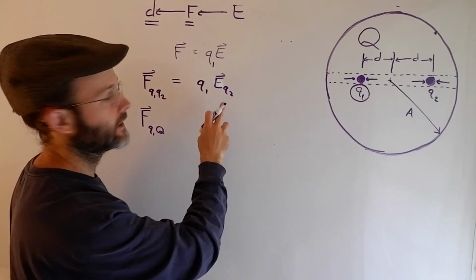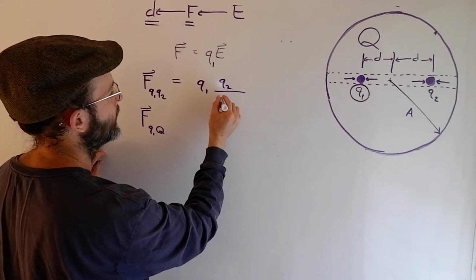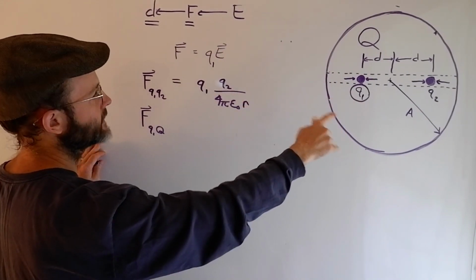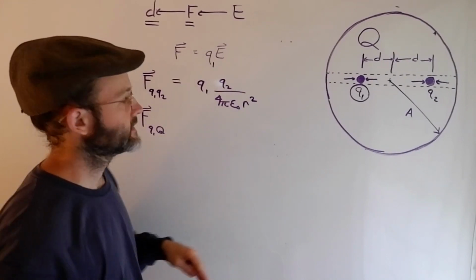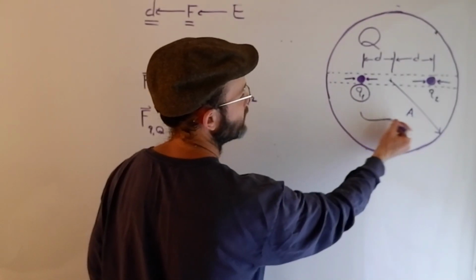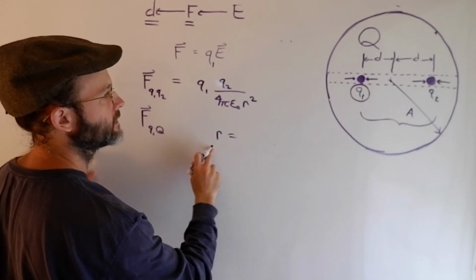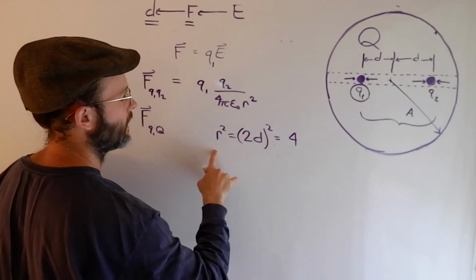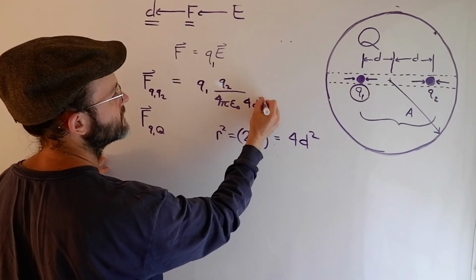Now, we know from Coulomb's law exactly what this electric field is. We can write this as Q2 over 4 pi epsilon naught, and then the distance r away from the source Q2 squared. Now I've written it as r because r is not the same as d. Now r is the distance away from the source in which you want to evaluate the field. That's the total distance between Q1 and Q2. So r, actually I'll write r, r is equal to twice d, and if we square both sides, then we get that r squared is the same as 4 times d squared. And so that can be replaced here, 4d squared.